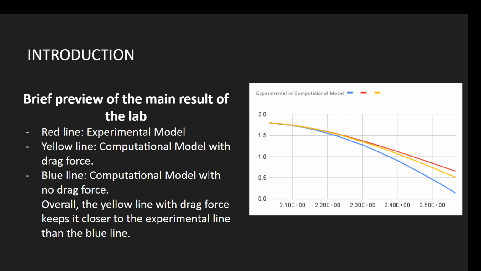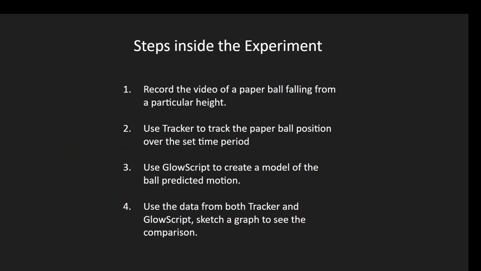So a brief preview of the main result of the lab is that the red line represents the experimental model, the yellow line represents the computational model with drag force, and the blue line represents the computational model with no drag force. Overall, you can see that the yellow line with the drag force stays closer to the experimental line than the blue line.